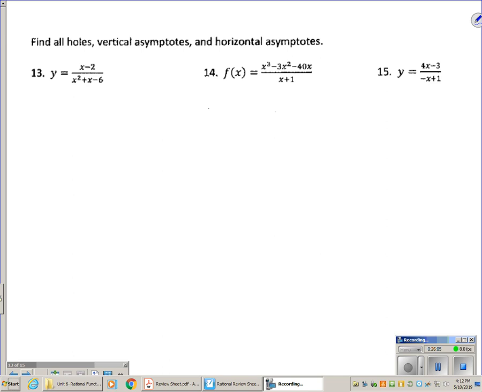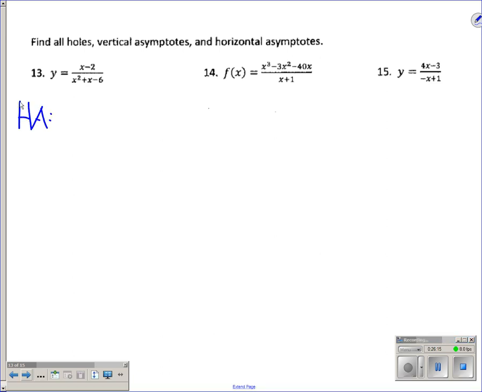All right, now we get down to the final bit, the graphing part. So you need to identify your horizontal asymptotes, vertical asymptotes, and holes, okay? I always start with my horizontal asymptotes. How I do that is I compare the highest power on top and the highest power on bottom. In this case, we've got an x to the first over x squared. The highest power is on bottom. Therefore, your horizontal asymptote is always y equals 0.